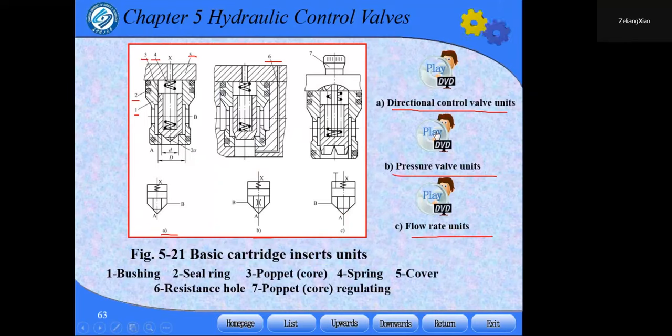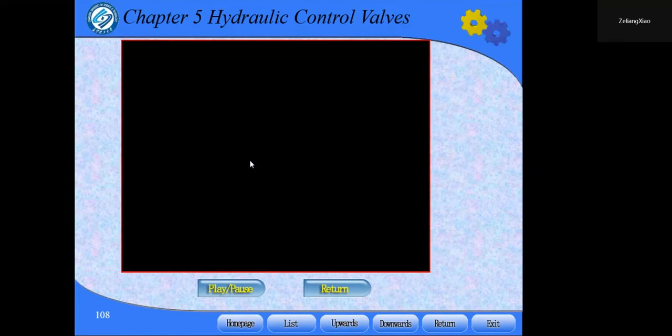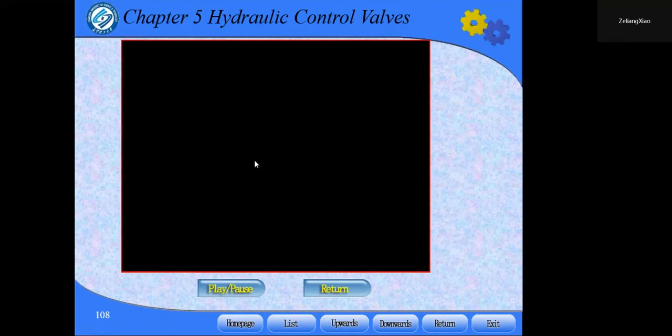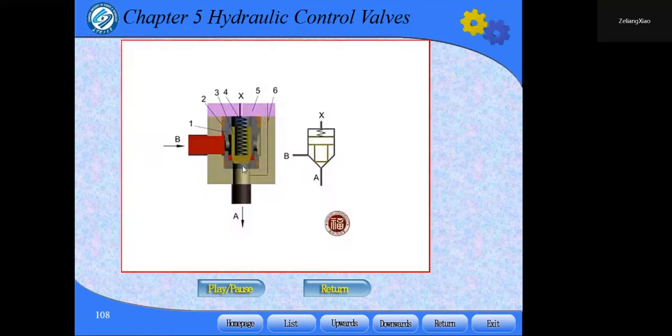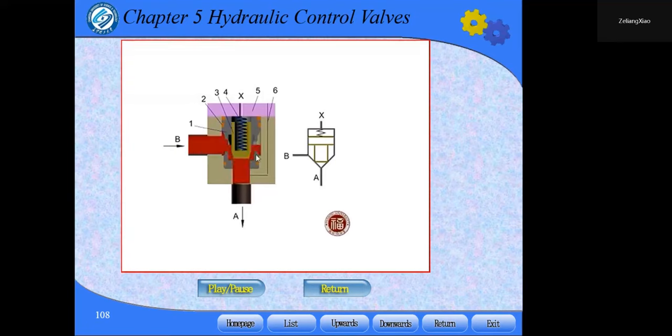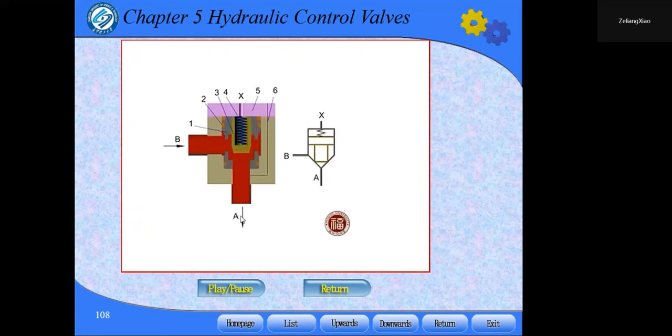And see the pressure valve. The oil goes into this space, making the pressure push the core back. And this is the difference, or the gap. The oil line is connected, so the oil can go through.